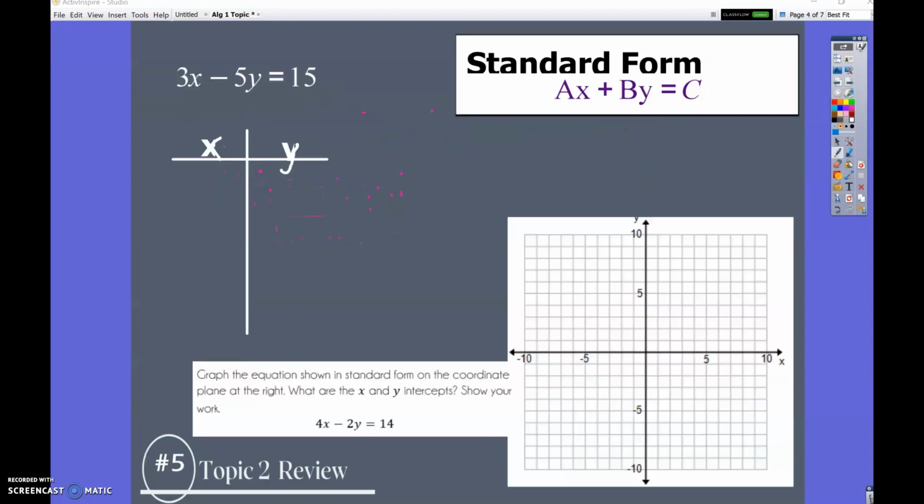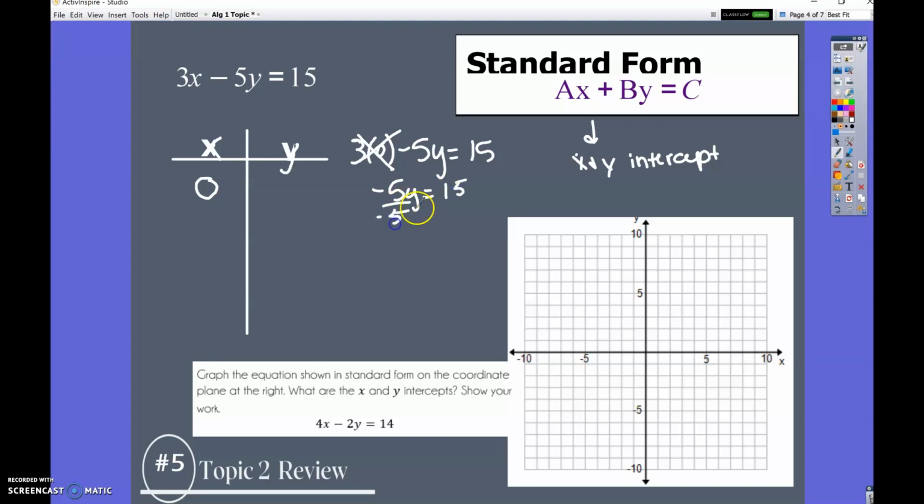For problem number 5 on your review, it asks you to graph an equation in standard form. Remember, standard form is very big on identifying the x and y intercepts. And here's how we would do that. If you had an x value of 0, meaning you wanted to replace this x with 0, you would then continue to solve for your y value to find your y-intercept. The 0 part is gone. And so I would find that dividing by -5, my y value would be -3, and I'd have that on my table. That means I've found my y-intercept of -3, and I could plot that on the y-axis.